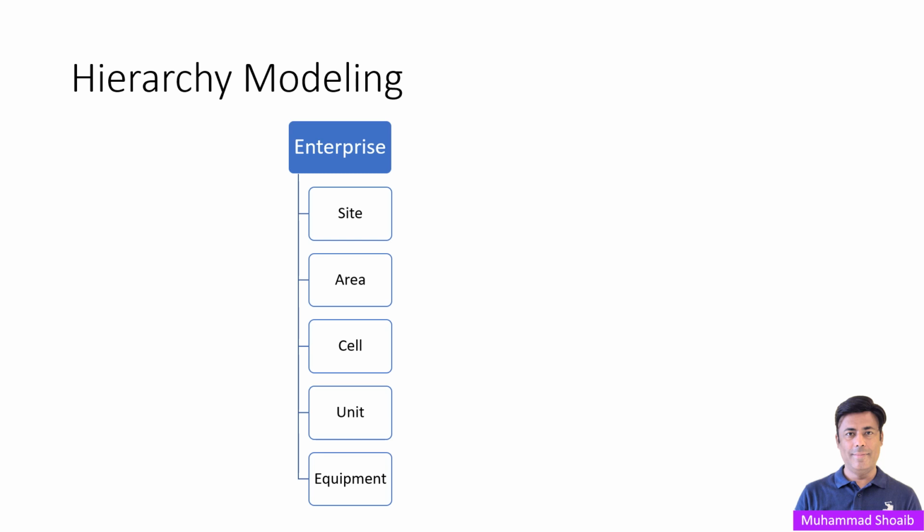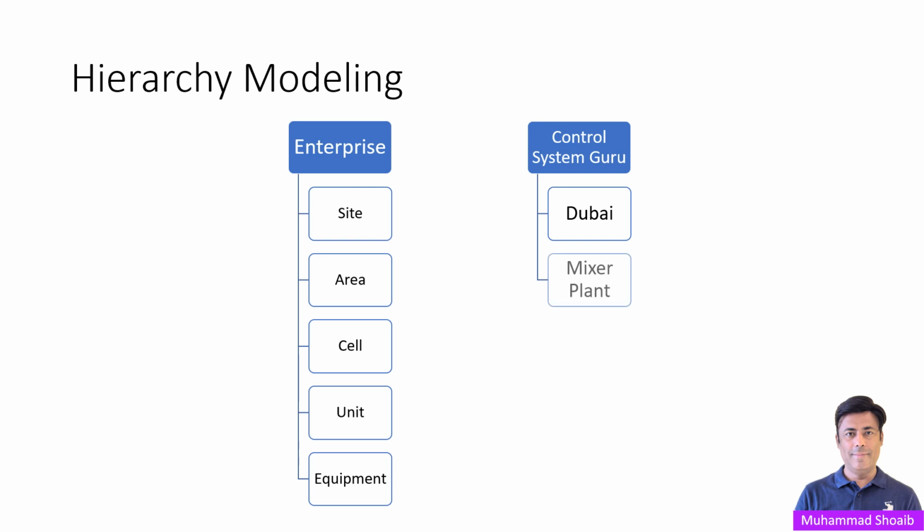So let's understand this same hierarchical level with a real life example. For example, we have the enterprise, and there is some name for it; in your case, your organization name. Just for example, I put Control System Guru. Then your site. For example, I'm located in Dubai, so here you will put your site name, which city it is. Then we will put our area name. For example, my plant is a mixer plant.